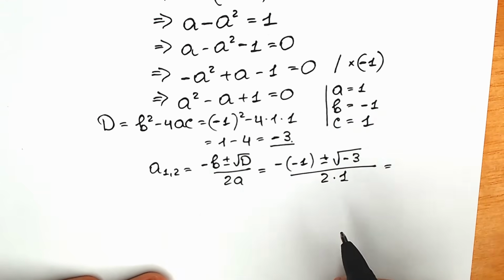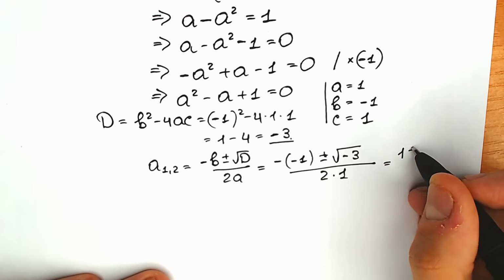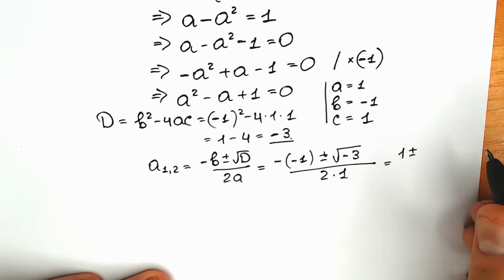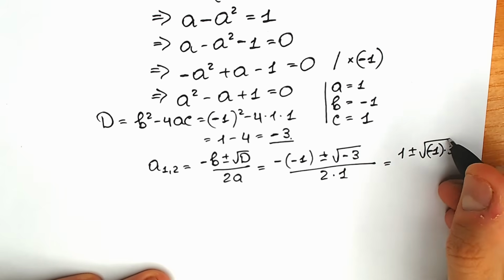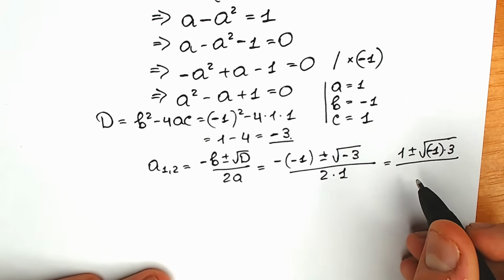Right now, minus (minus 1) equal to 1 plus or minus. This square root of minus 3 we can easily write as the square root of minus 1 times 3. So we can easily split it like the square root of minus 1 times 3.